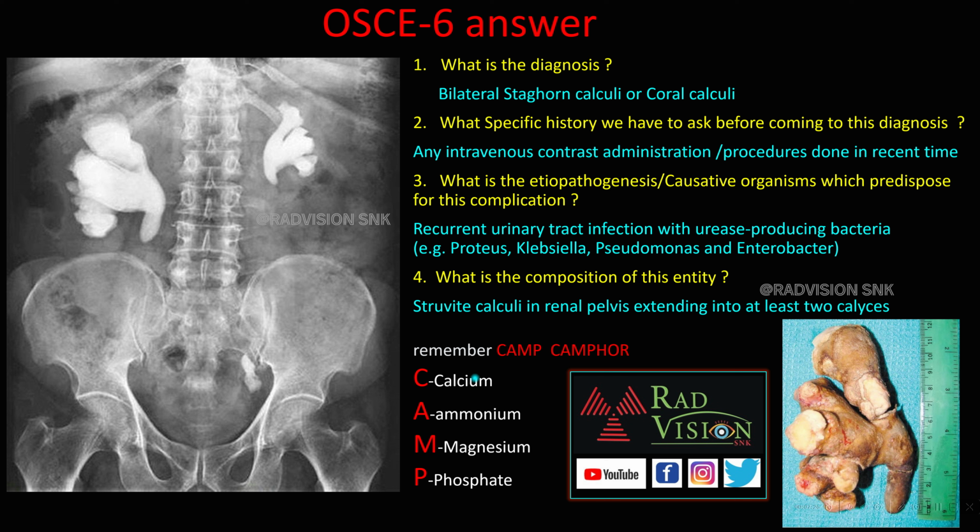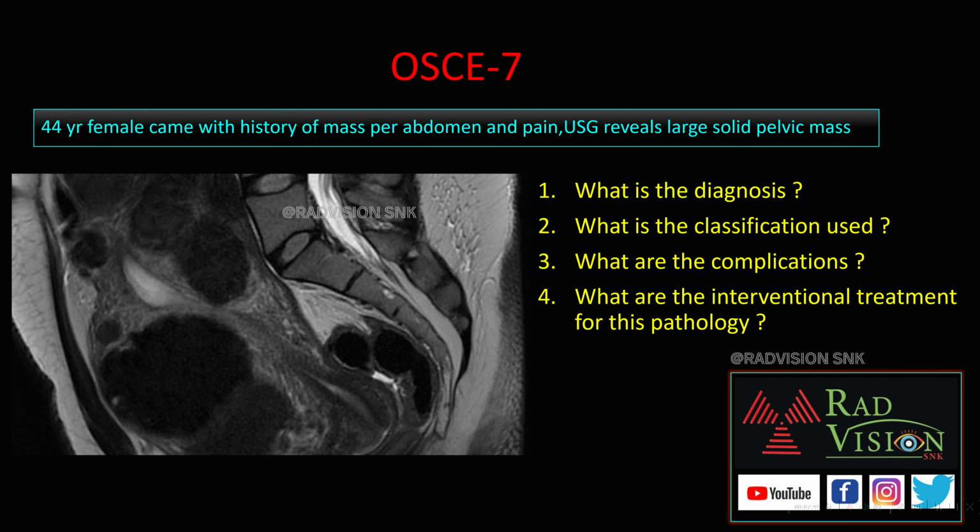What is the triple phosphate? How can you remember it? You can remember the mnemonic as calcium, ammonium, magnesium phosphate, that is CAMP or camphor. So camphor you can remember for Staghorn calculus, and also typically the gross appearance will mimic ginger. This kind of appearance is described as ginger in the kidney. Remember camphor and ginger in the kidney for Staghorn calculi. Camphor means calcium, ammonium, magnesium phosphate.